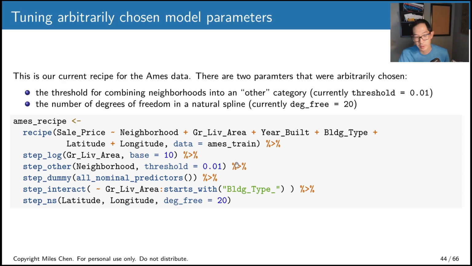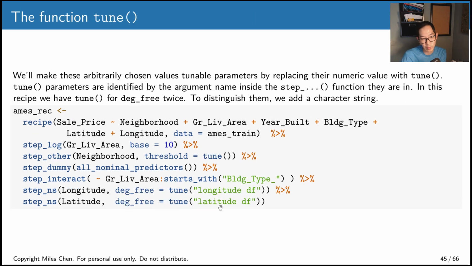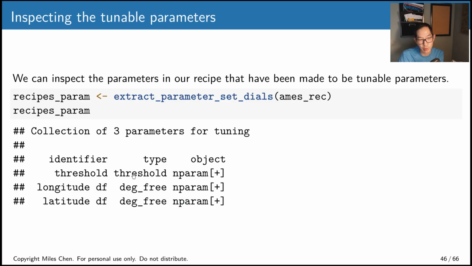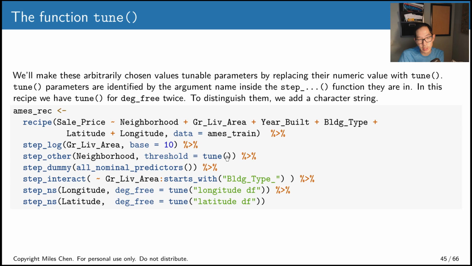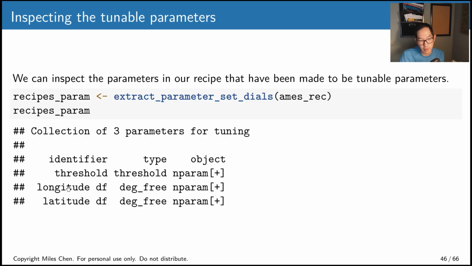And again, instead of specifying a number like 1% and 20 for threshold and degrees of freedom, we're going to make these tunable. And so the threshold, we didn't name it, so it just gets the name threshold. For the degrees of freedom, we gave it a name, longitude df and latitude df. So those have identifiers there. And it says, hey, we have 3 parameters that we're going to try tuning.